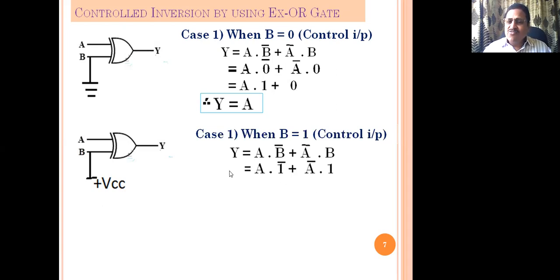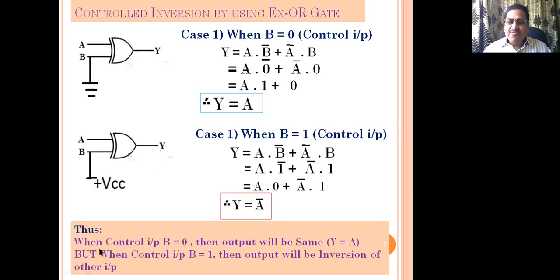Now the inversion of 1 bar becomes 0. That means A and 0. Here A bar and 1 means only A bar is left. But ANDing 0 with A gets cancelled as 0. So what is left is only A bar as the final output. So Y will be equal to A bar, as the resultant simplification of the equation for the output when one of the inputs is at logic 1, taken as a control input.